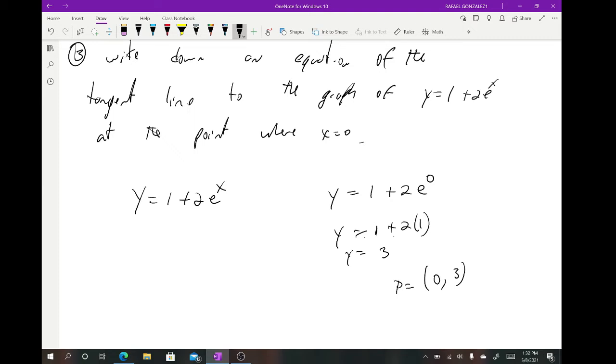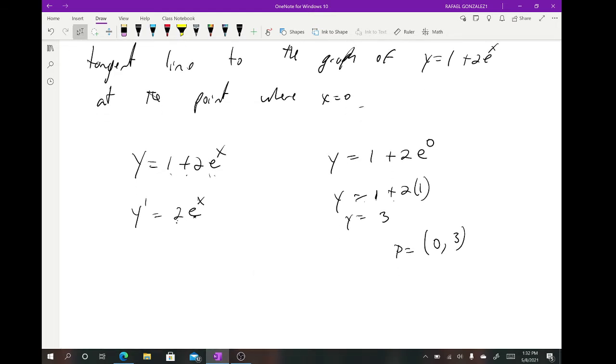Second thing that I will do is to simply take the derivative. So if we take the derivative of this function, we get y prime is equal to the derivative of 1, which is 0, plus 2e to the x. Well, it's just going to be 2 times e to the x, because remember, by the constant multiple rule, we just multiply times the derivative of the function, but the derivative of e to the x is just e to the x. So the derivative of 1 plus 2e to the x is simply 2e to the x.